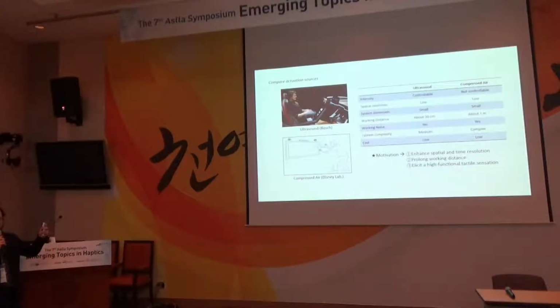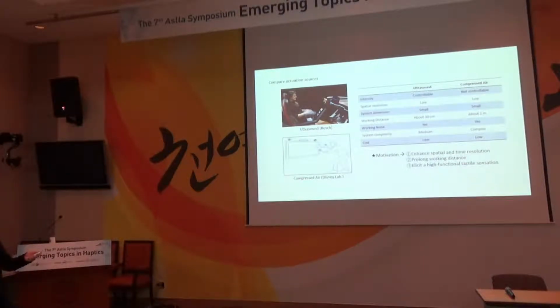and compared with the actuation source and intensity. This is a relative comparison for our radio and electromagnetic based approach. Intensity is controllable or not controllable. Actually, compressed air is controllable, but the controllable range is already small, so we define that it's not controllable.